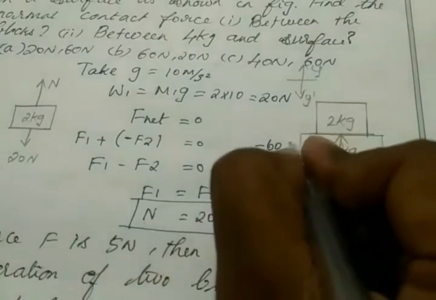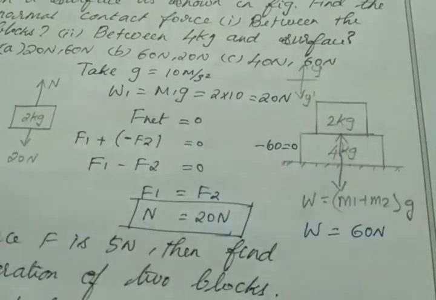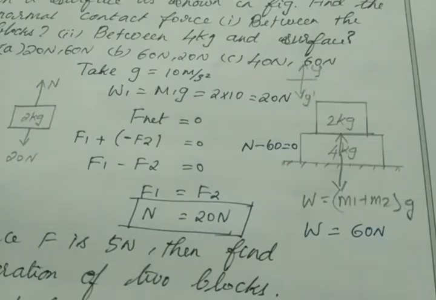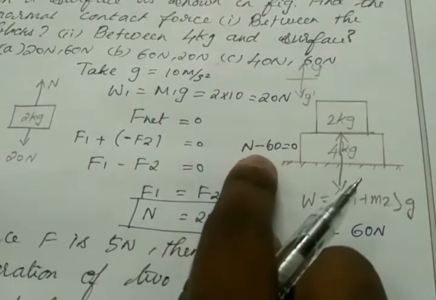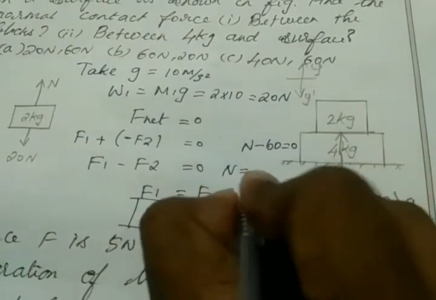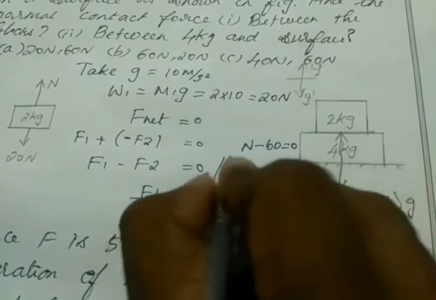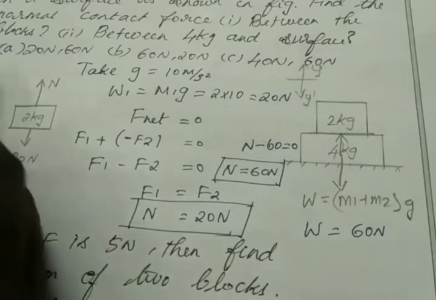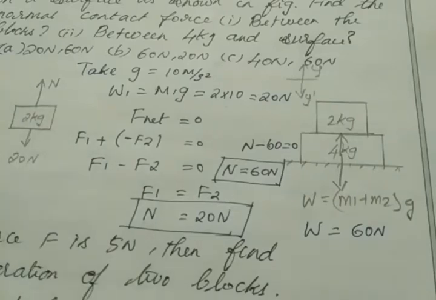Okay. It is at a rest position, so no net force is acting. Total force is 0. Then my upward force acts in positive y-axis, so we put plus N. So here N equal to 60 Newton. Clear? So option A is correct: 20 Newton and 60 Newton.